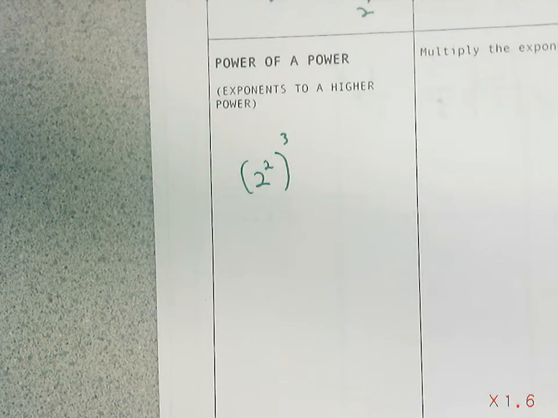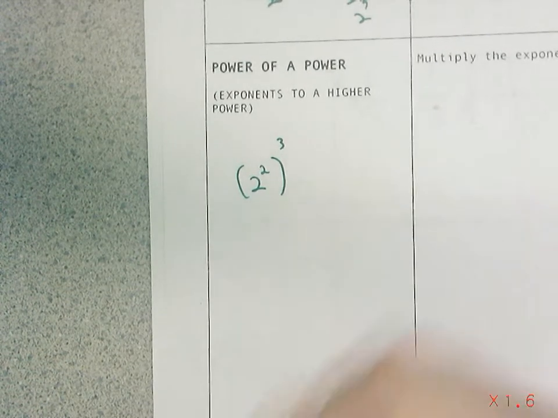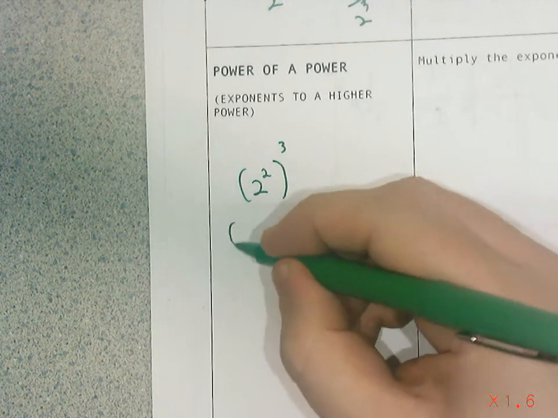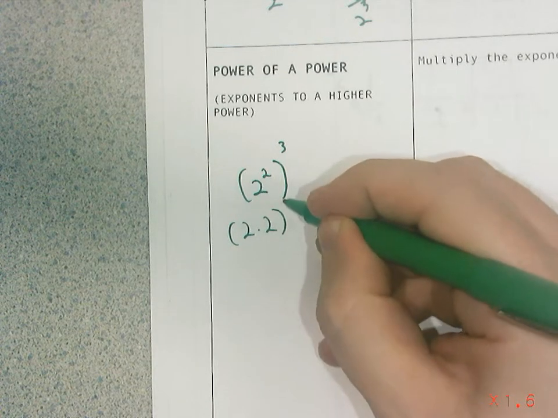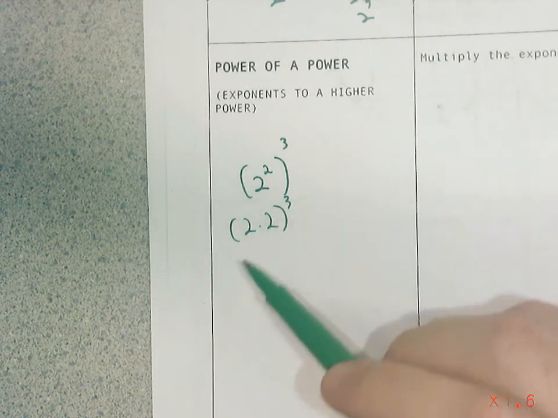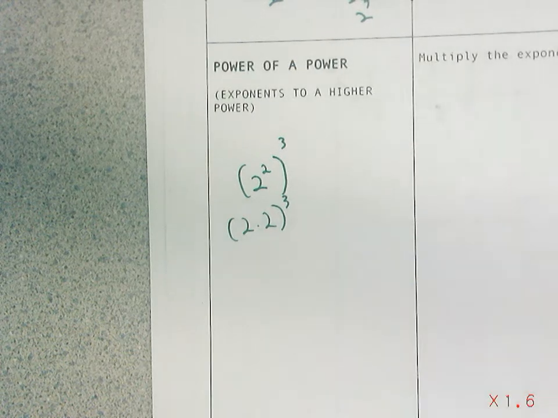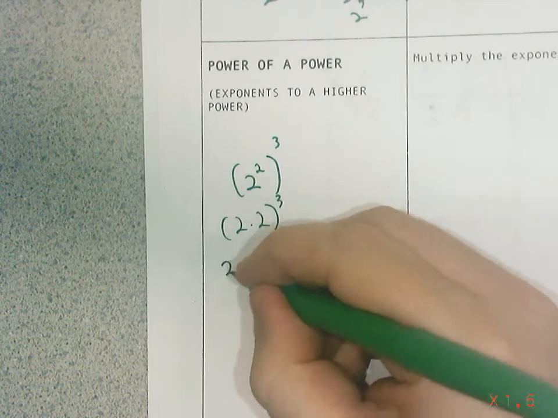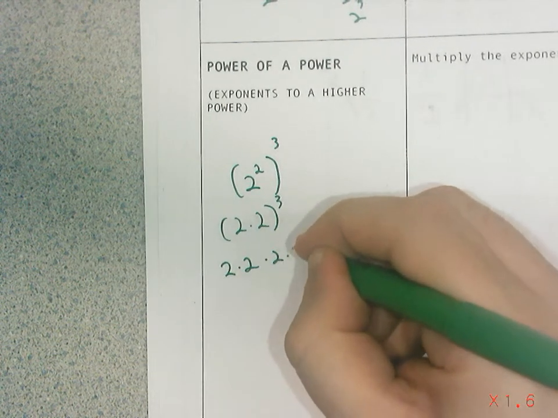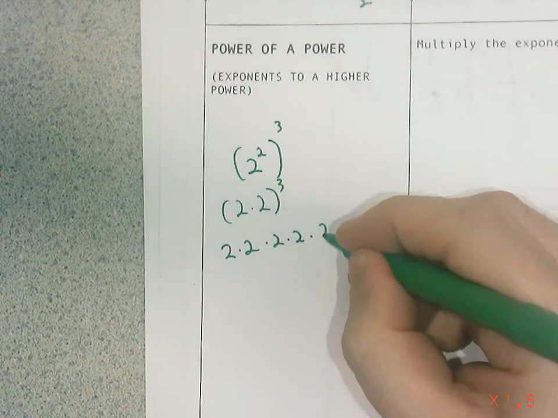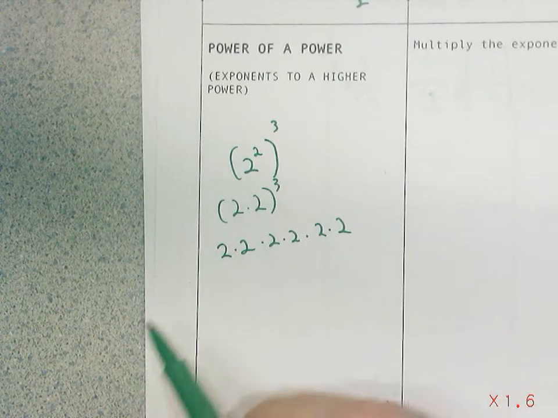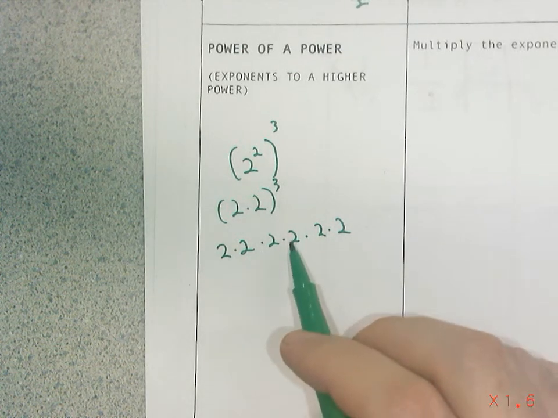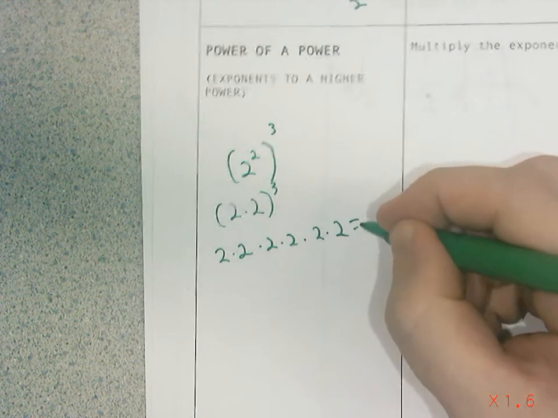So let's think about what it's asking us to do here. First of all, let's expand out 2 squared. 2 squared is 2 times 2, right? So I have 2 times 2 being raised to the third power. So again, when I raise something to the third power, it wants me to multiply it by itself 3 times. So it's wanting me to take 2 times 2 and multiply by itself 3 times. So 2 times 2 times 2 times 2 times 2 times 2. So that's 3 2 times 2's. So if I count up all my 2's now, I have 6.